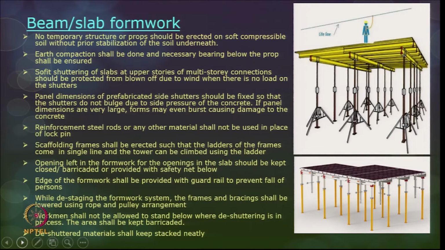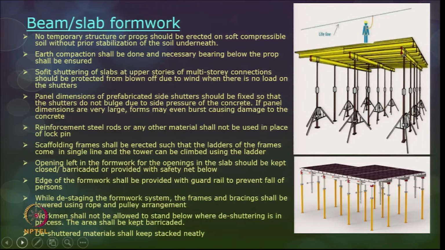Next is beam slab formwork, which generally comes as beam and slab, and accordingly some provisions are maintained in the slab so that it acts together. No temporary structure or props should be erected on soft soil unless the soil is really compacted and it is ensured that the bearing is adequate below the props. Soffit shuttering of slabs at upper stories should also be protected from blowing off through wind, especially when you are going on multi-story connections.